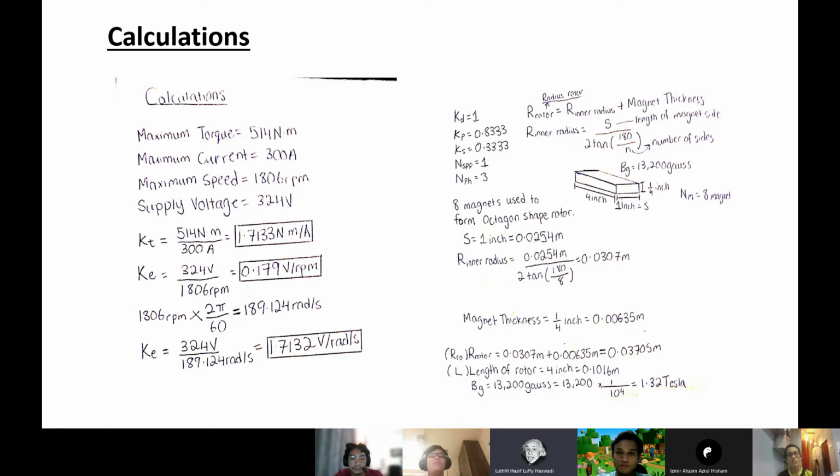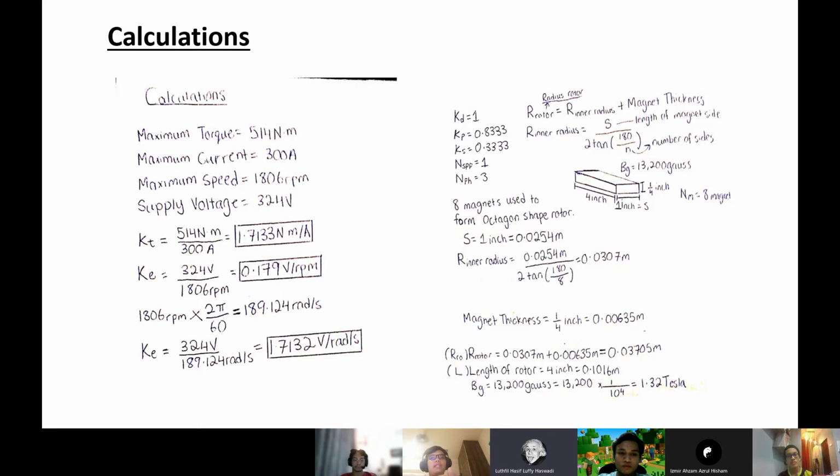First, we use the bar magnet mentioned by Haziq. We will be using this long bar magnet, 4 inches long, 1 inch wide, and 1 over 4, which is 0.25 inches thick, with a magnetic strength of 13,200 gauss. And we will be using 8 of these permanent magnets to form an octagon shape that will be spinning.